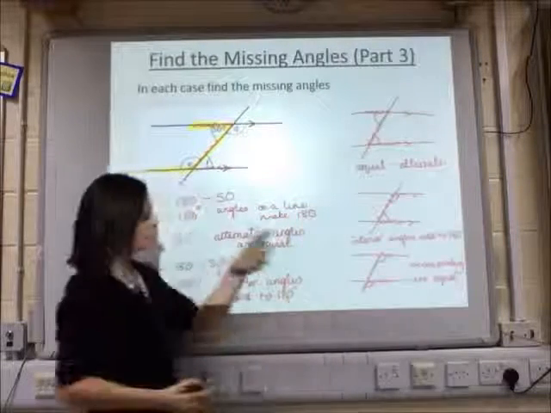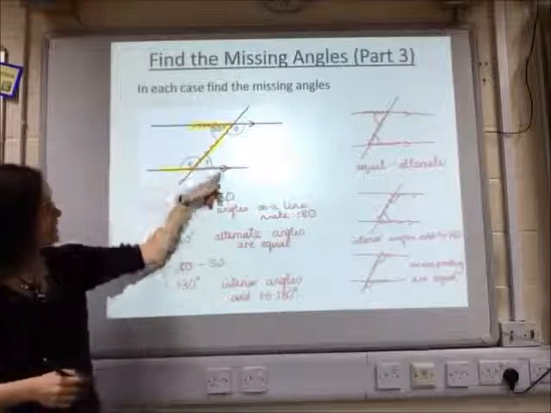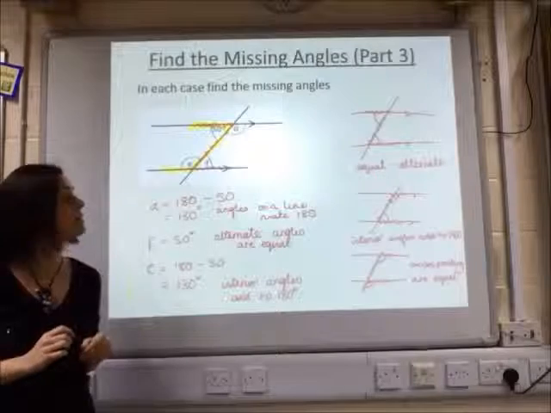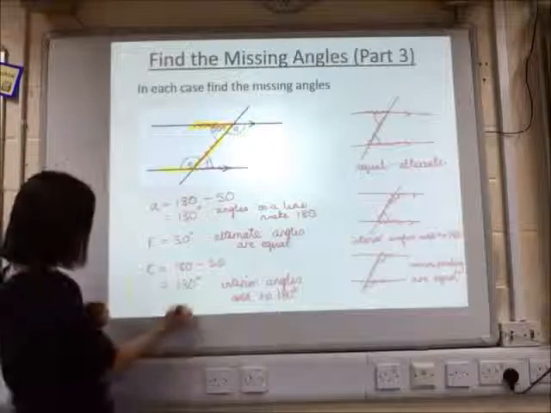I've used alternate angles are equal in my Z shape, and I've used the interior angles adding to 180 in my C shape there as well. So I've used all three reasons.